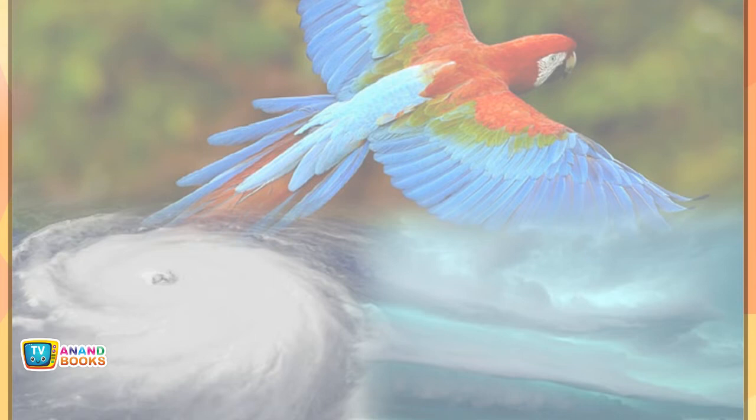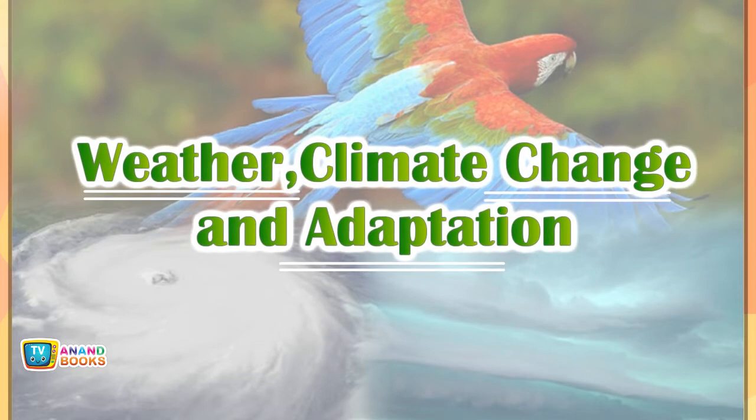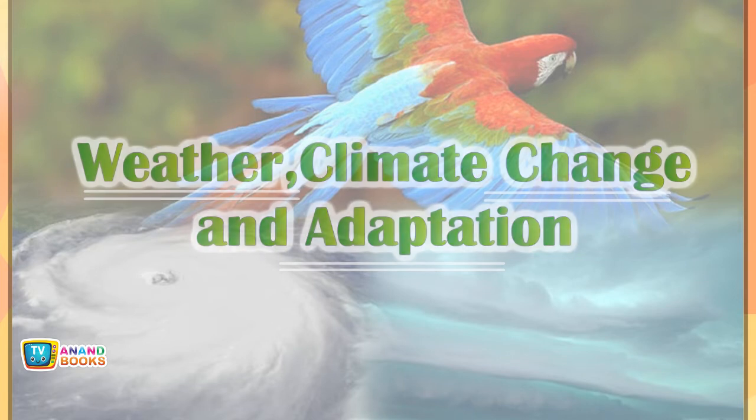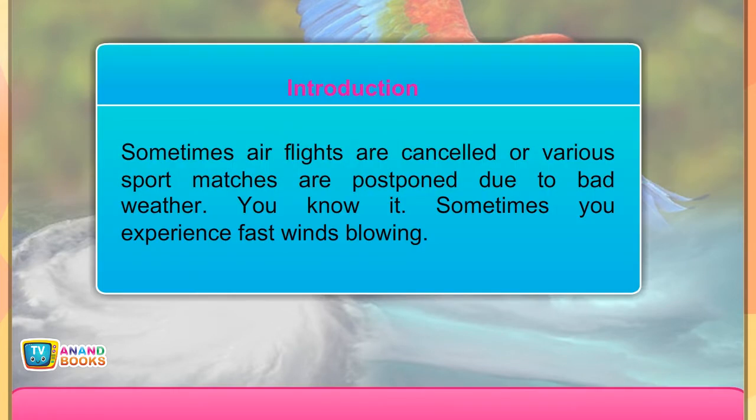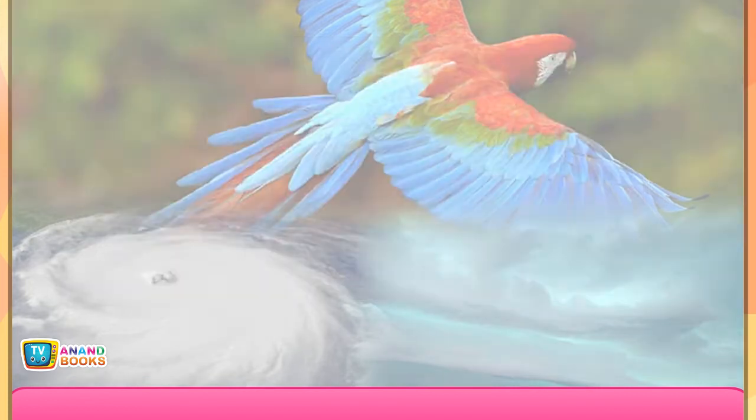Chapter 7. Weather, Climate Change and Adaptations. Introduction. Sometimes air flights are cancelled or various sport matches are postponed due to bad weather. You know it, sometimes you experience fast winds blowing.